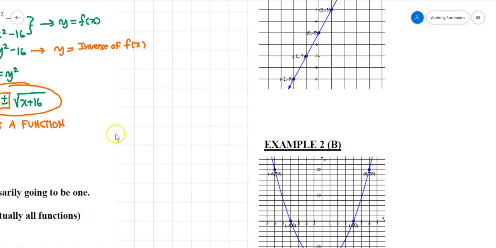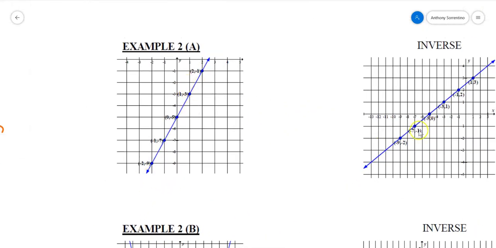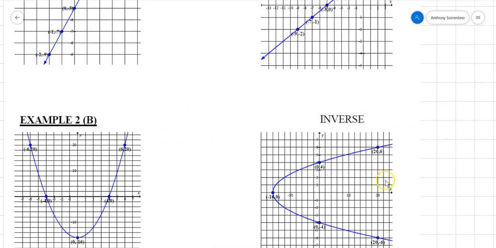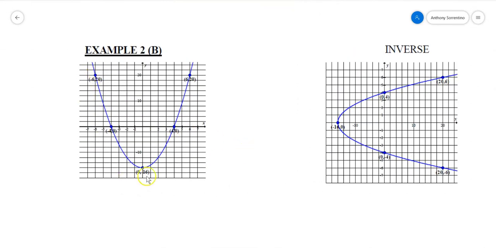So in A, here's the original function, here's the inverse. Well, they're both lines. They both pass a vertical line test. They're both functions. Whereas here, if I have this parabola and I plotted these various points, these would be points on the parabola. If I would reverse their coordinates and rewrite them this way, obviously this fails the vertical line test, horribly. So, there's not any x value except for negative 16 that only produces one y value. So it's not a function.